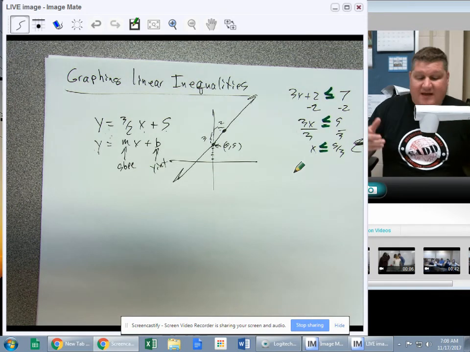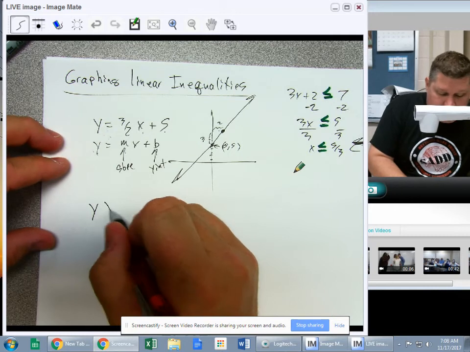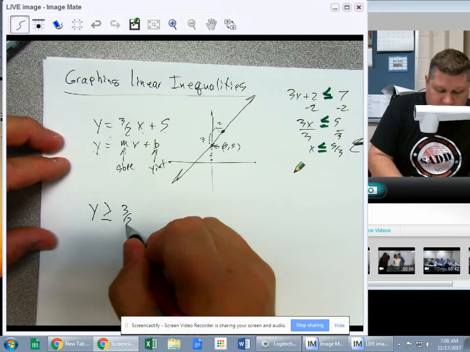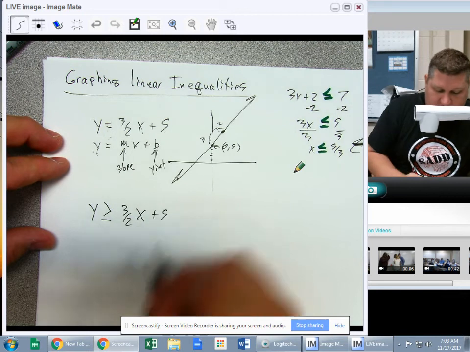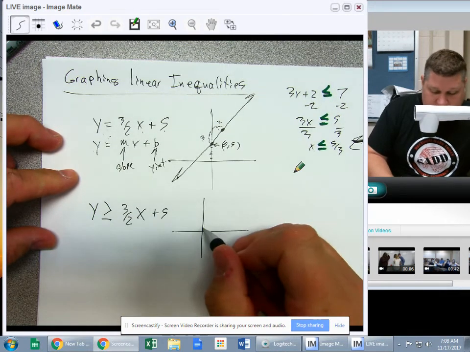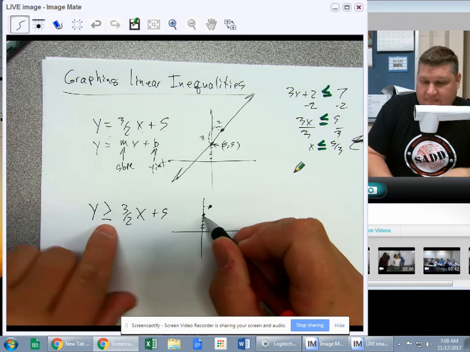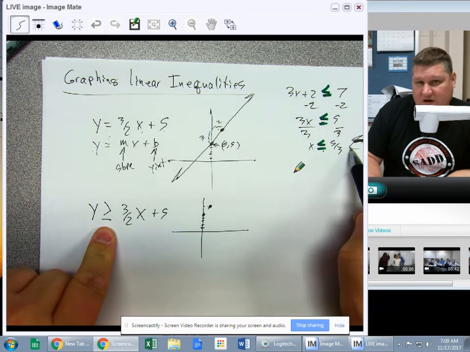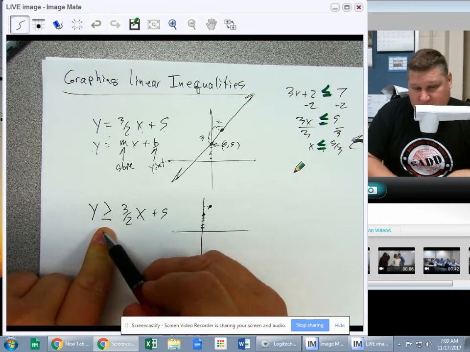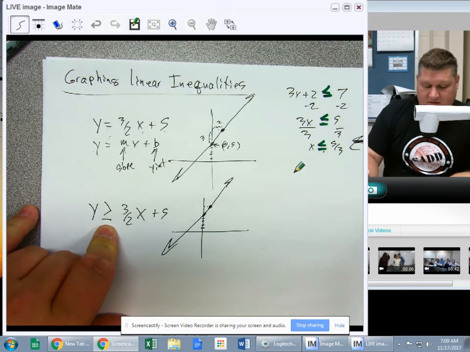I graphed it. Again, what happens if I have y is greater than or equal to 3/2 x plus 5? I'm still going to do the same thing. 1, 2, 3, 4, 5. Then I'm going to go up 1, 2, 3, over 1, 2. Okay, great. Now, just like over here, if we had the equal to part, we used a solid dot. If I have an equal to part here, I'm going to use a solid line. We'll talk about the alternative in a minute.